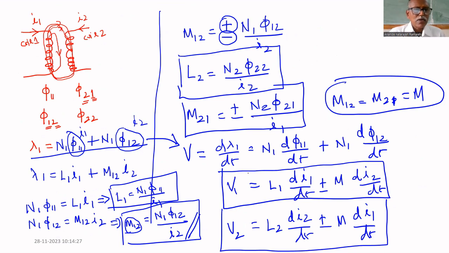How are we writing V1? V1 is the voltage across the first coil. We'll see this, then we'll go there.